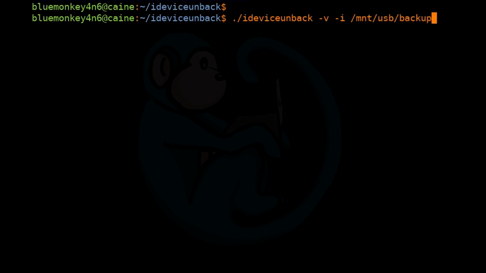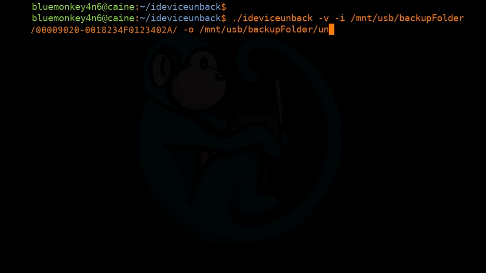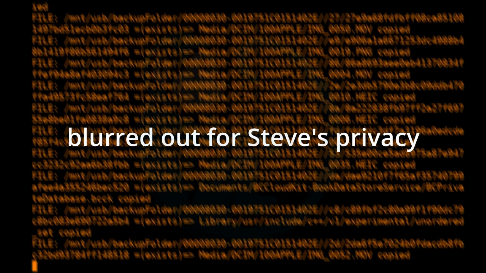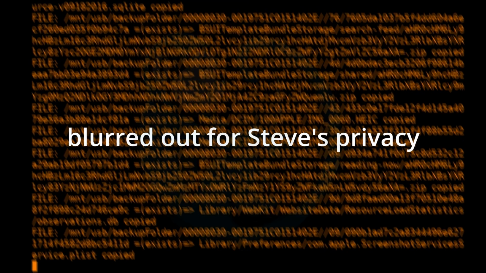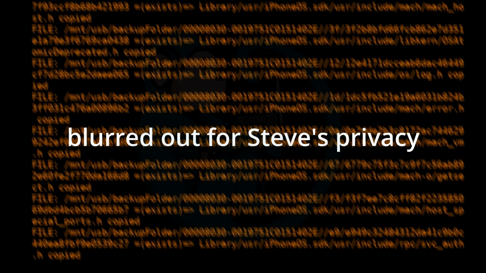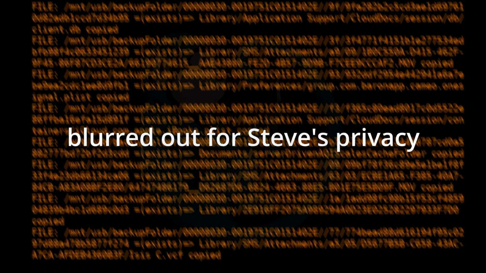/mnt/usb/backup-folder/00, and I'm going to hit tab to fill in the folder name for the ID of the device, and then -o to specify the output of where it's going to go. I'm going to put it into /mnt/usb/backup-folder/unback. And that folder is not in existence, so the program will go ahead and create that unback folder. So it's going to take its time to unwind everything from this backup.